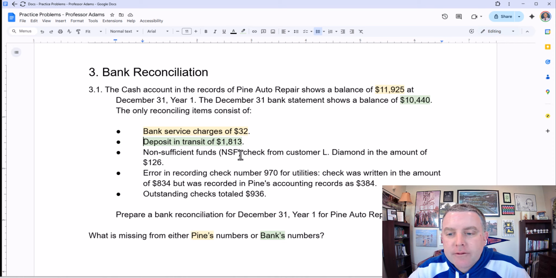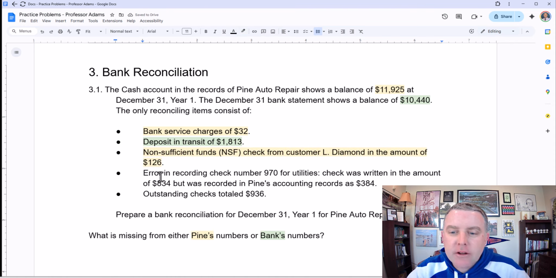There's a non-sufficient funds check, NSF check, from a customer named L Diamond in the amount of $126. What this is saying is one of our customers, L Diamond, wrote us a check to pay an amount that was owed to us, wrote a check to Pine Auto Repairs, and then the check bounced. L Diamond didn't have enough money in his or her account to cover what they wrote on the check. Okay, so it's a non-sufficient funds check, right? So we do not know about that. Pine Auto Repairs does not know about this. The bank does because the bank tried to cash it. So I'm going to label this one yellow.